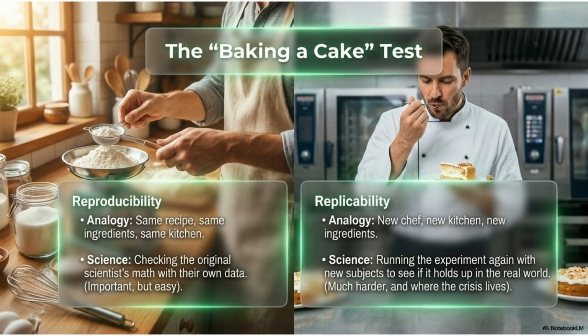We can use the baking a cake test to differentiate. Reproducibility is like checking a scientist's math, while replicability is the harder test of running the experiment again with new subjects to see if it holds up in the real world.